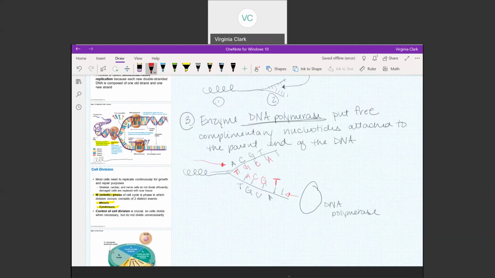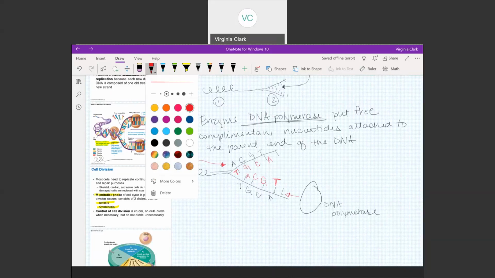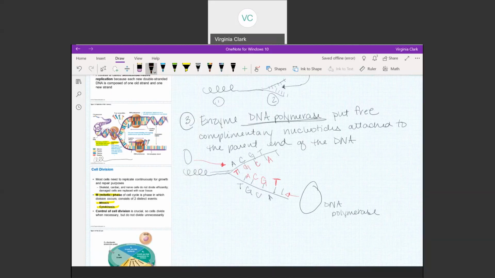So as our DNA polymerase is adding these nucleotides, they are essentially creating a copy. At the end of this, you're going to have one strand that is the original strand, and it's going to be A, C, G, T. So this is this one right here.